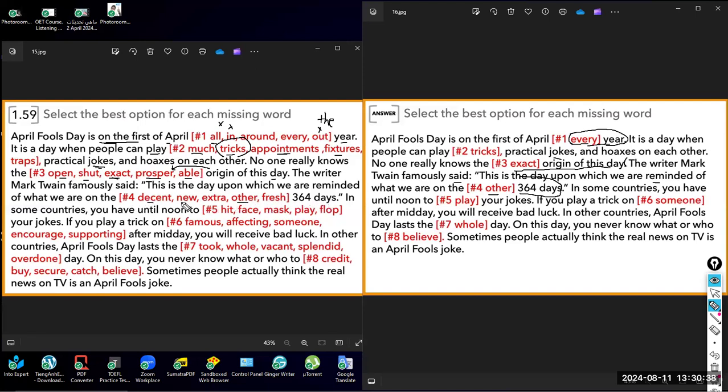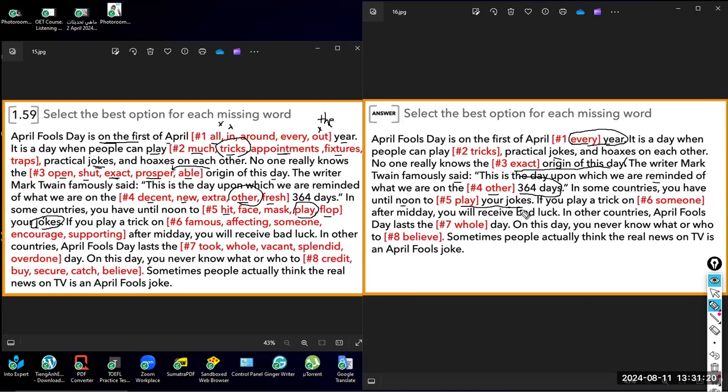So notice that the correct word is other, because absolutely I cannot say we are on the decent days, or the new days. I'm not talking about new days or fresh days, for example, but I'm talking about the other days. This is why I have to say other. In some countries, you have until noon to play jokes. So notice that because it's about playing, I have to say play jokes, not hit jokes, for example. This is something wrong. Or face jokes, or mask jokes, or even flop jokes. So I cannot say like this. Absolutely, the best verb with jokes is play.